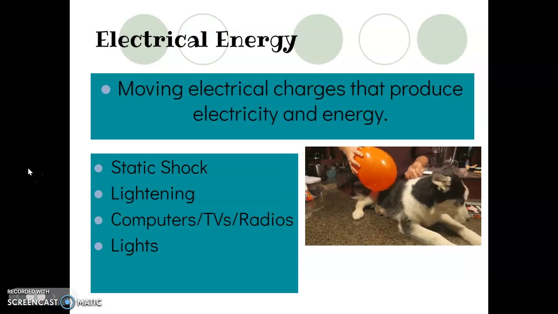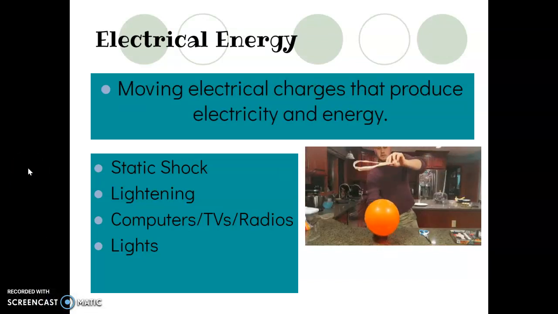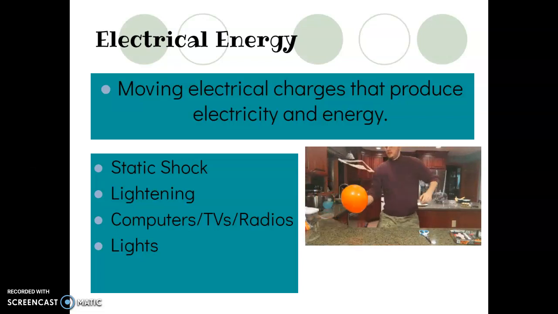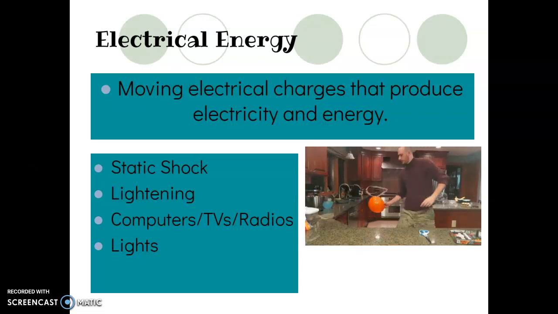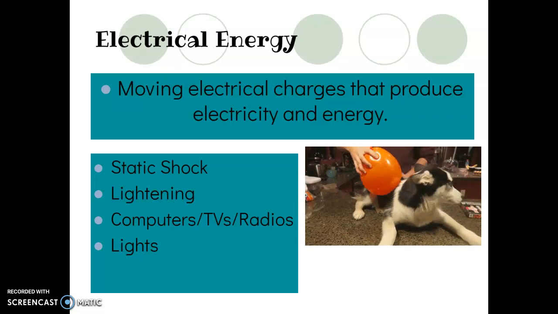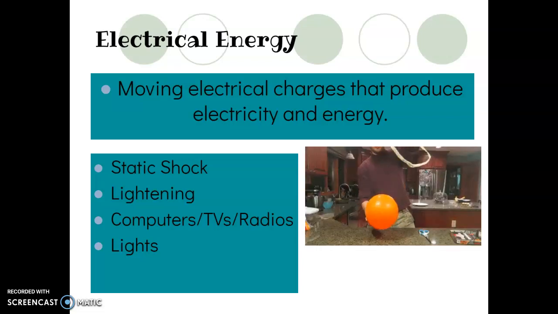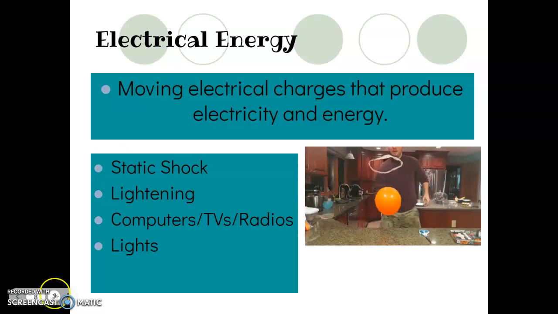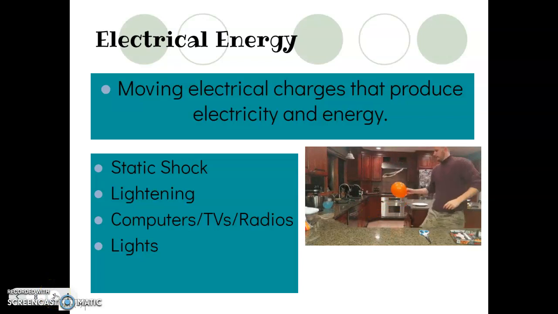Electrical energy is moving electrical charges that produce electricity and energy. These are things like static shock. If you've ever worn socks on a carpet and shuffled across the carpet and then touched a metal doorknob, you get that static shock. Lightning would be electrical energy. Computers, TVs, radios, your phones that we all love so much, and lights as well have electrical circuits in them, and that is a form of energy.